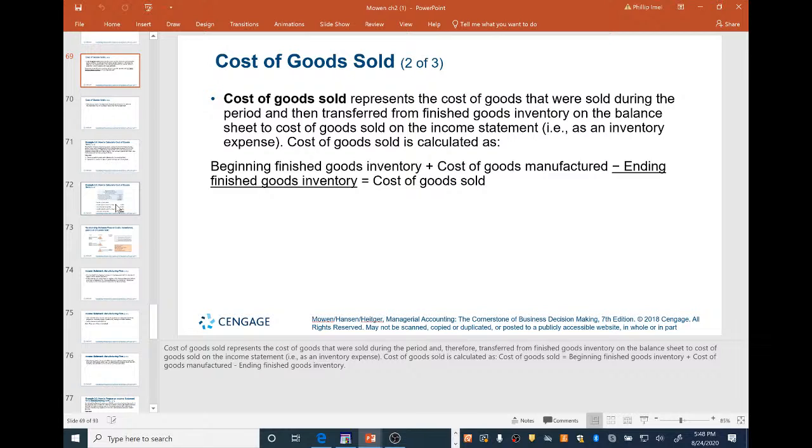So how do you find cost of goods sold again? Beginning finished inventory, plus cost of manufacturing, minus ending finished inventory. Yep. And that'll derive cost of goods sold for the period. Exactly.